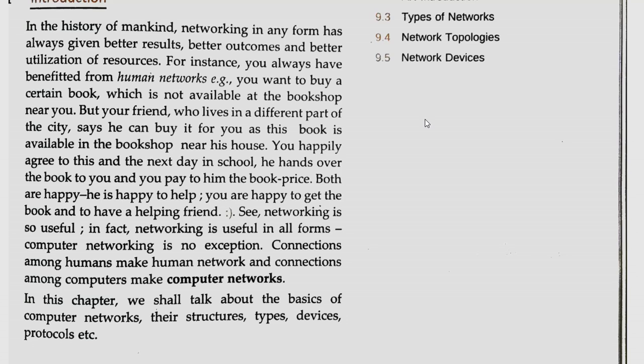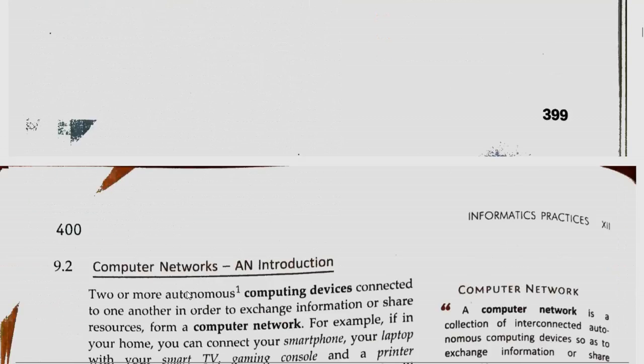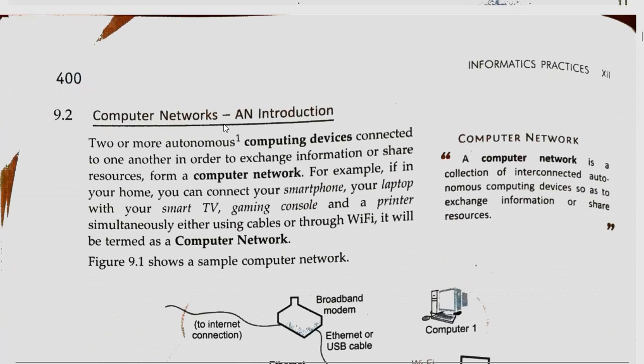Now let's see how it is related to the connections among computers. Here it is mentioned that connections among humans make a human network, and connections among computers make computer networks. Obviously, whenever humans interact they form a human network. In a similar way, when different systems or computers interact, they create a chain of computers, or a computer network. Now let's see what a computer network is.